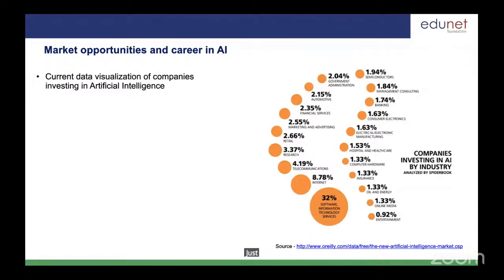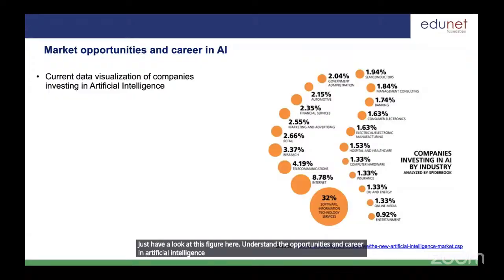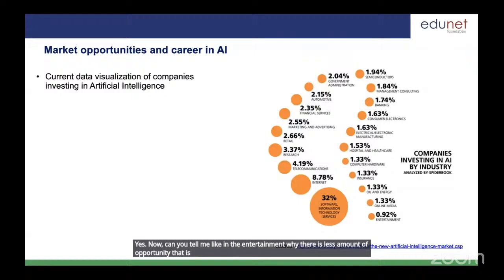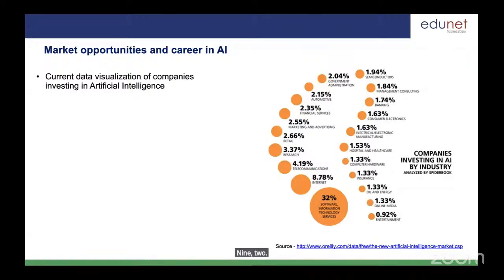Just have a look at this figure here. Understand the opportunities and career in artificial intelligence, and assume why there is a lack of opportunities in that field. Observe each and every figure here. Now, can you tell me, in the entertainment, why there is less amount of opportunity? That is 0.992 in the entertainment.